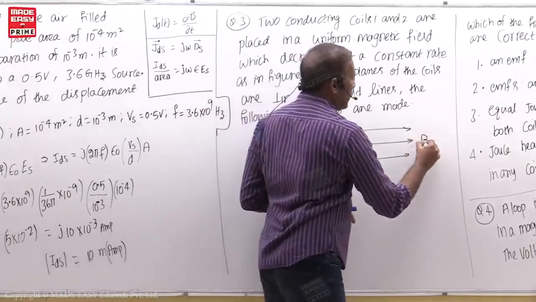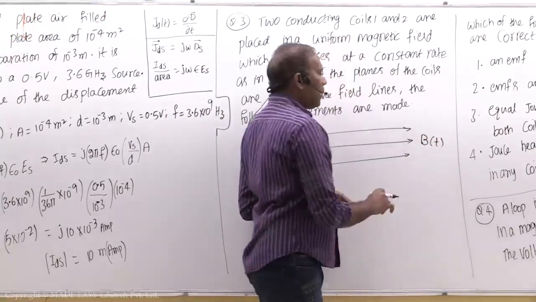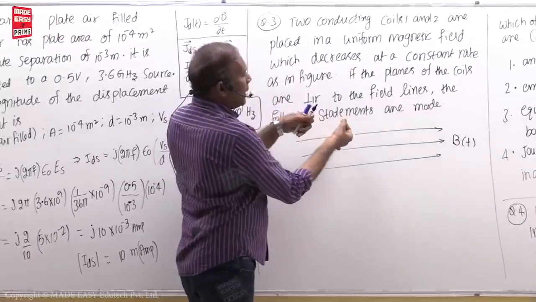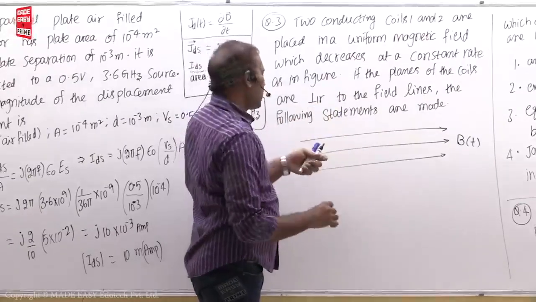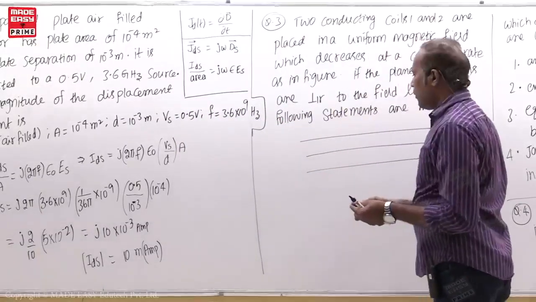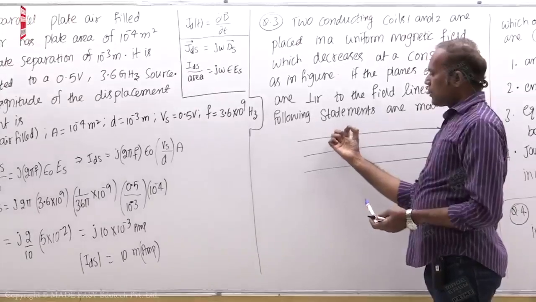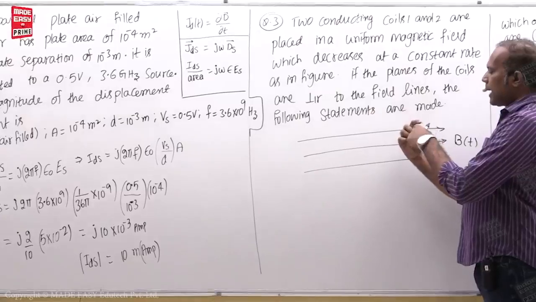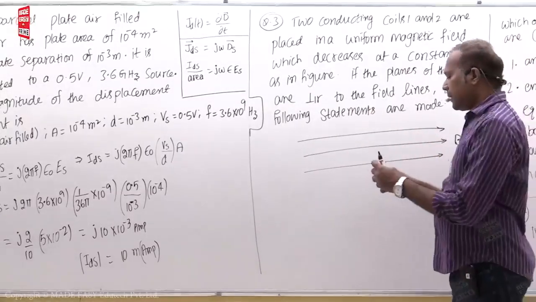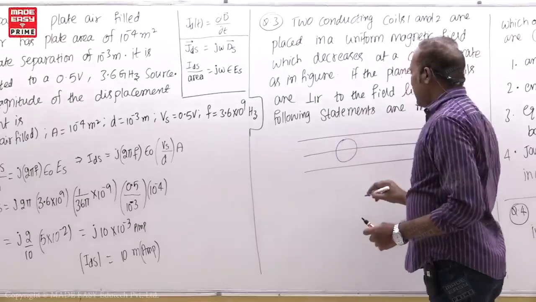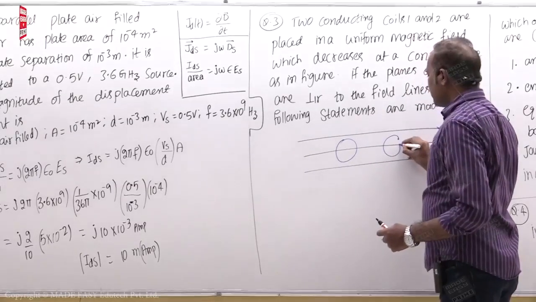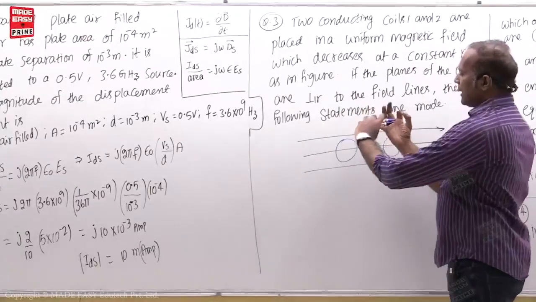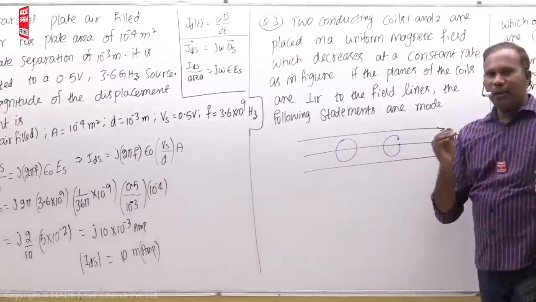So here in the question B of t is given. Now we have already studied that if the magnetic field is perpendicular to the coil, then EMF is induced in this coil. So here two coils are there, one coil is like this, it is closed, and the other coil is a split coil. Split means there is an open cut here. So one coil is like this, the other coil is like this. Now whenever the coil planes are perpendicular to the magnetic field, then in both of them EMF is induced.